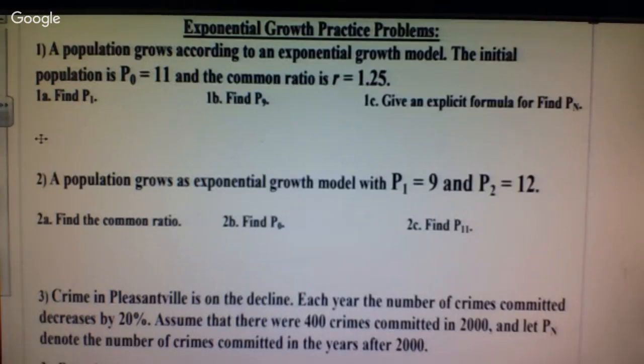This time they say a population grows according to an exponential growth model. The initial population is P sub 0 equals 11, and your common ratio R is 1.25. We're going to do part C first because you kind of need part C to do part A and B. I don't know why it's out of order. So what does my explicit formula look like? P sub n equals 11 times 1.25 to the n. Okay, that's your formula. So then if I want P sub 1, what do I plug in for n? 1.